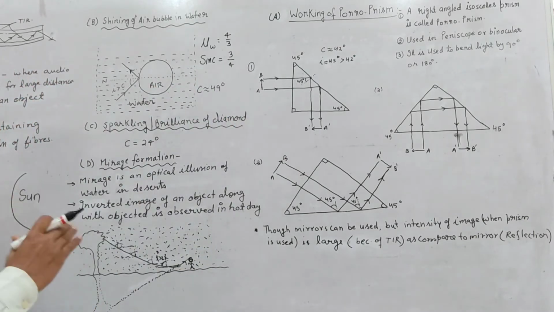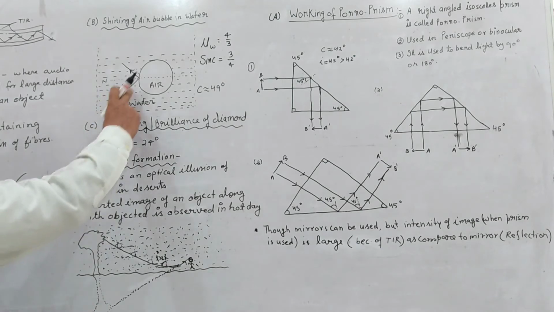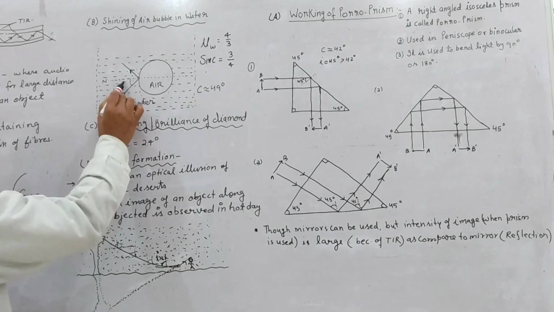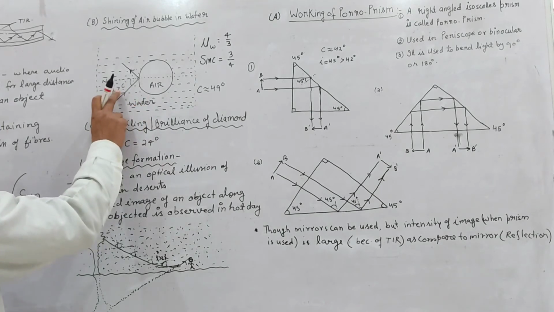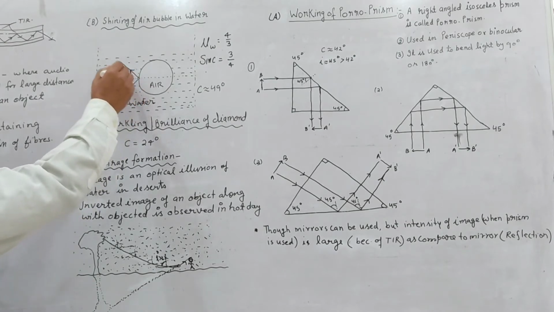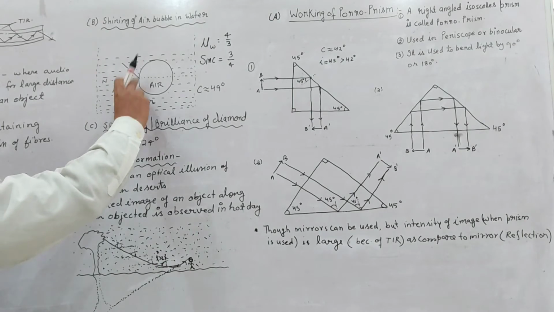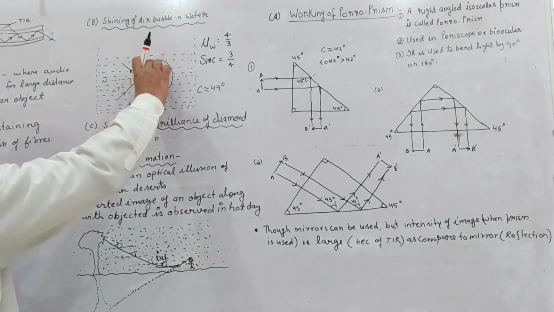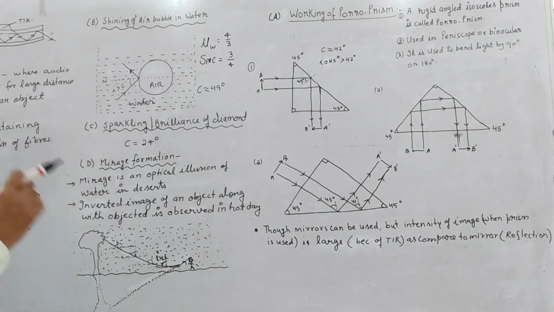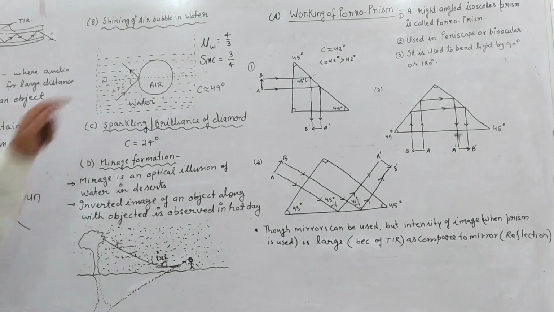It means when light goes from water to air, and the angle of incidence in water is more than 49 degrees, that is, more than the critical angle, there is total internal reflection. And because of this total internal reflection, the air bubble shines. So the shining of an air bubble inside water is because of total internal reflection.